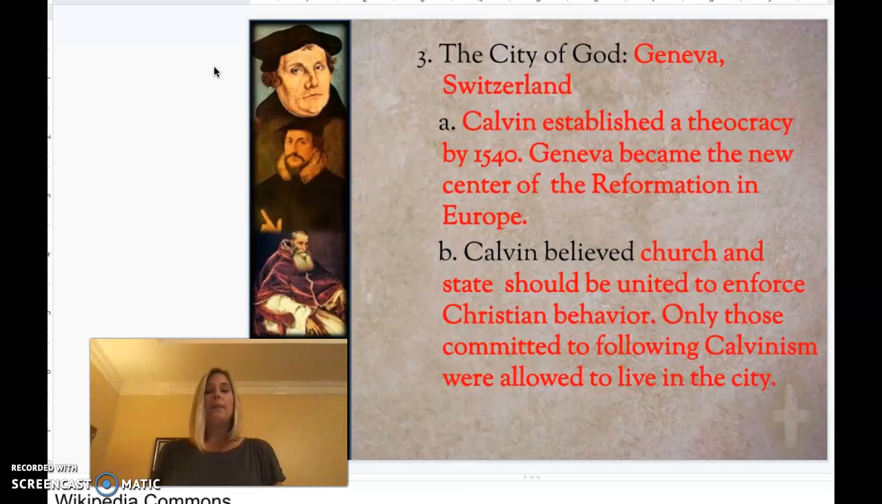We said that John Calvin ends up in Switzerland. To be specific, it was Geneva, Switzerland, and it was here that he will establish a theocracy by the year 1540. Remember, that just means a government run by the church leaders. Oftentimes, because Geneva is the new center of the Reformation in Europe, it is going to be known as the City of God. So very important. If you see that phrase, City of God, you know it is in reference to Geneva, Switzerland.